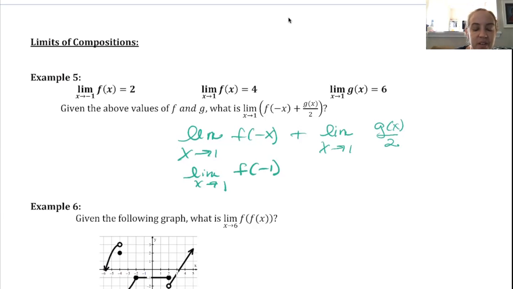So we're looking for that limit as x approaches 1 gives us f of negative 1 when we substitute it in. So you want to look up above. We're dealing with the f of x. We're going to look at this piece. The limit as x approaches negative 1 of f of x is equal to 2. So that's actually all of this here. So this first piece is equal to 2.